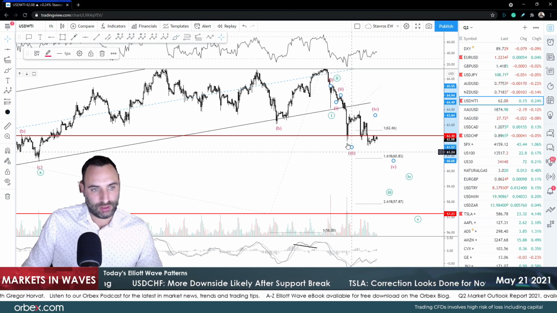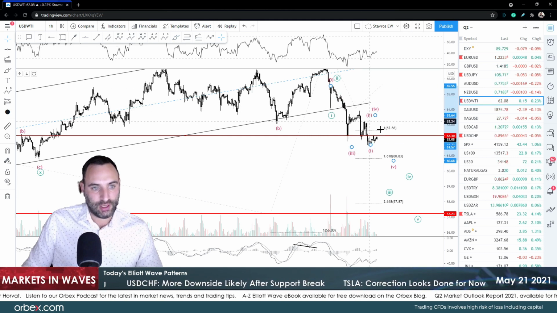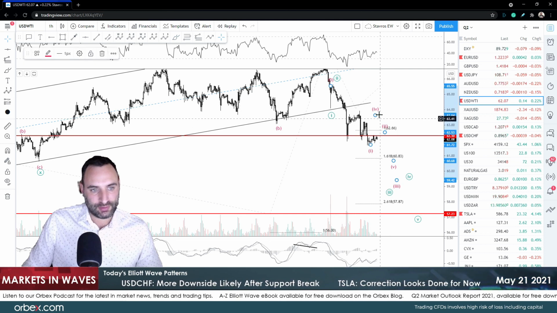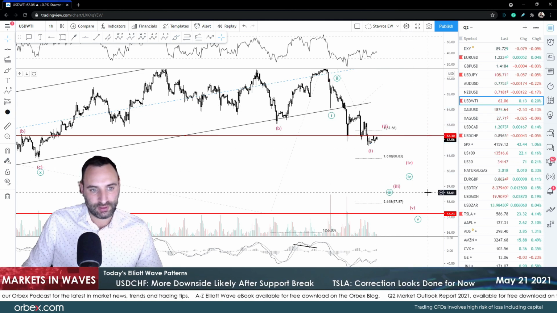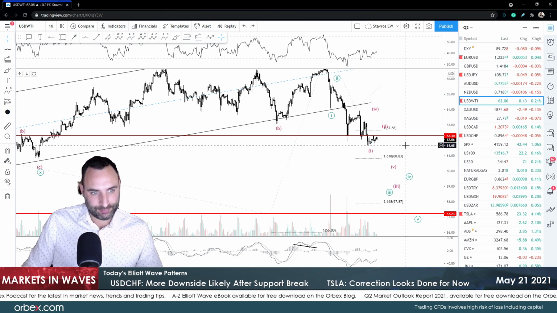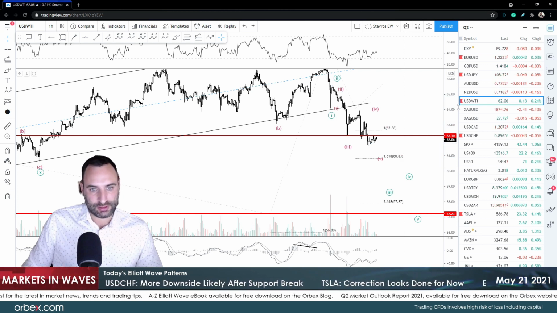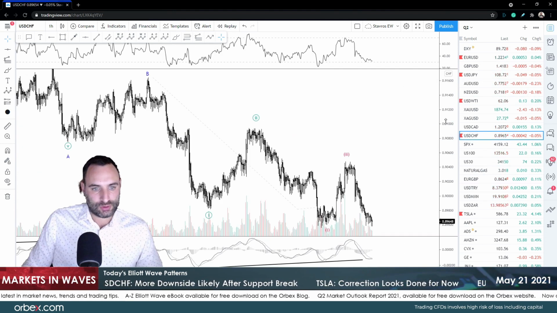That would be like 1 here, and then we will get 2, and then 3, and then 4, and then 5. That might be a case. Okay, for now, let's stick to this. Dollar against the Swiss franc.